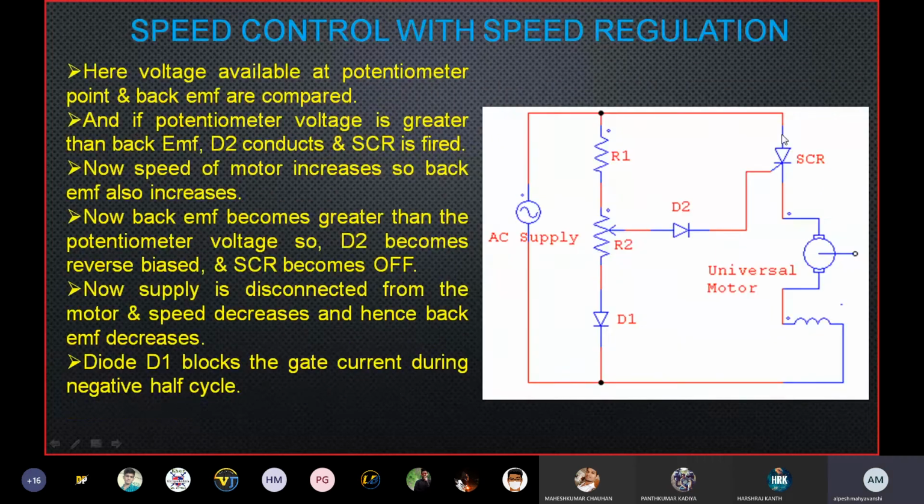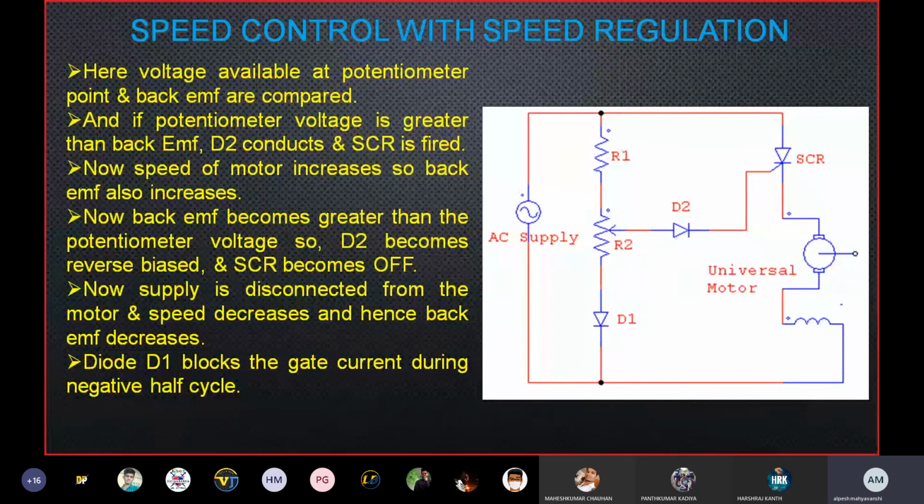SCR becomes turned on and supply is connected. When back EMF is greater than the terminal voltage of potentiometer, at that time D2 diode becomes reverse biased. Gate pulses are not given. SCR becomes off. Speed of motor reduces, that means the back EMF reduces.